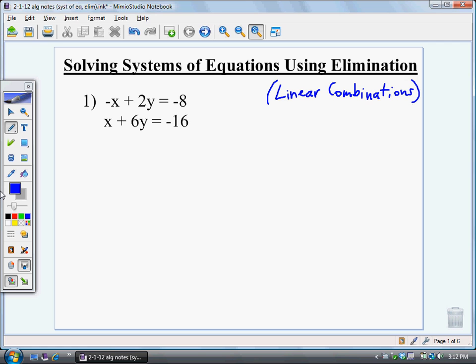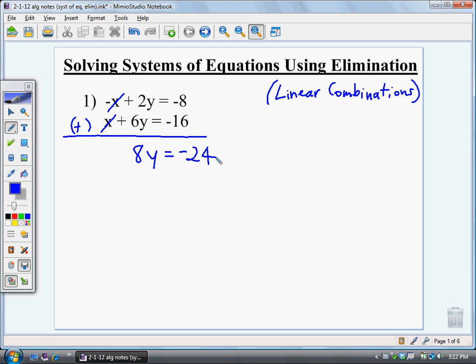What we're going to try to do with this is take our two linear equations, negative x plus 2y equals negative 8 and x plus 6y equals negative 16, and combine them by adding, with the hopes of eliminating one of the variables, either x or y. If you look at this first one, we'll just add these two equations together. When we add them together, the x's cancel each other out. Negative x plus x is 0. 2y plus 6y is 8y, and negative 8 plus negative 16 is negative 24.